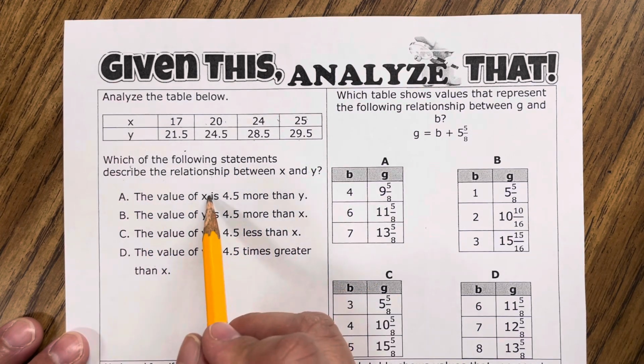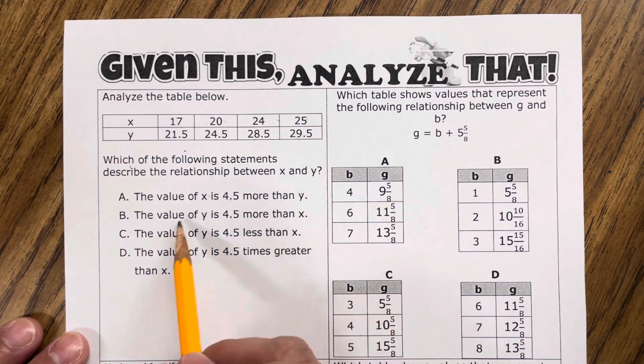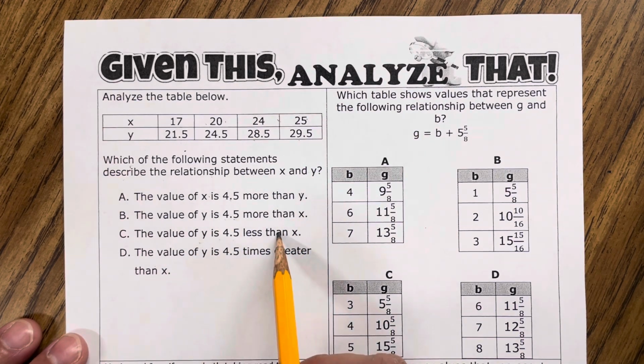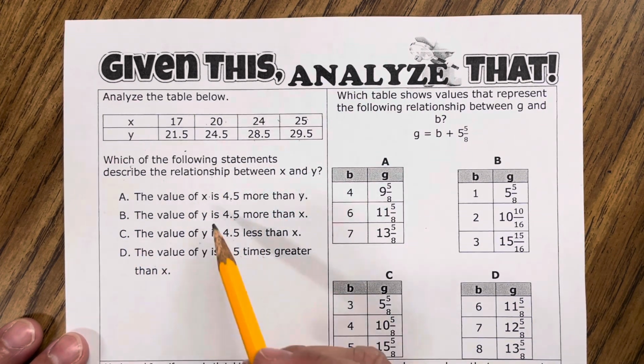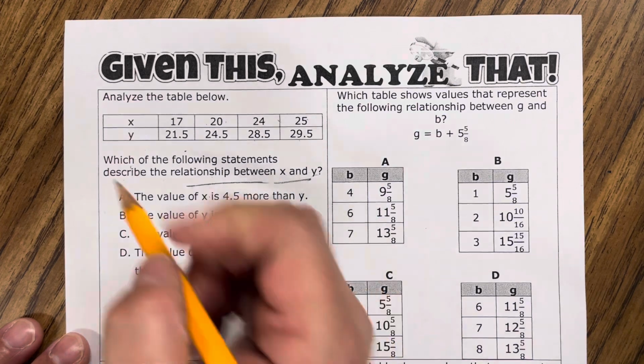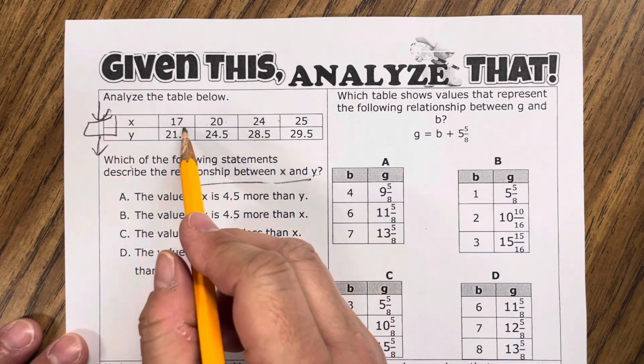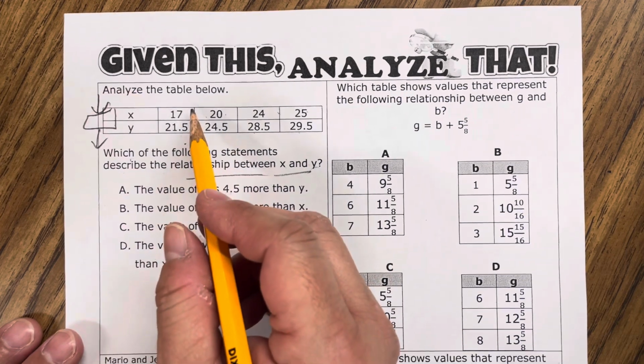So he has the value of X is 4.5 more than Y. The value of Y is 4.5 more than X. The value of Y is 4.5 less than X. The value of Y is 4.5 times greater. So these statements here, we're going to come back to them in a little bit, but we're trying to find that relationship between X and Y. In other words, what happens between the input and the output? Well, it appears to be an additive one.